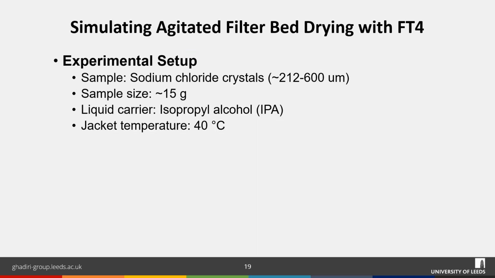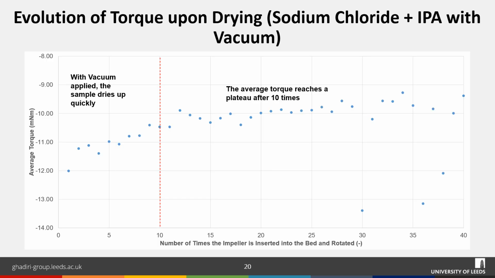Let's take a look at a quick study to simulate an agitated filter bed drying process using sodium chloride crystal and isopropyl alcohol as the liquid carrier. This is a plot showing the average torque measured as a function of the number of times the impeller is inserted into the powder bed and rotated. This result was collected with vacuum applied, and we can see that at first a high torque is measured, but it quickly levels off due to the quick drying of the IPA solution in the presence of vacuum.